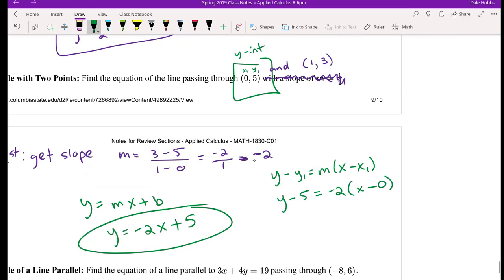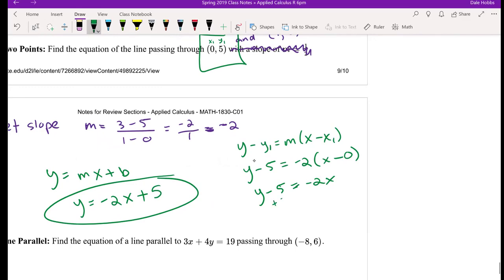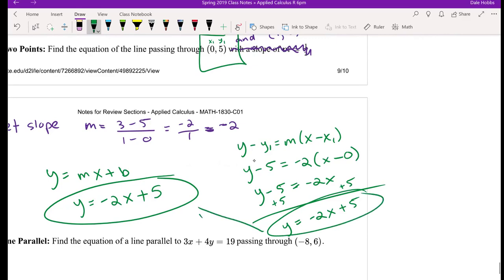You just leave those alone. Now let me show you what this ends up being once you simplify it a little bit. Negative 2 times x minus 0 is just x, so negative 2 times x would just be negative 2x. Okay? And then to get it to look like the formula there, just add 5 to both sides. So move your 5 over real quick, and you'll end up getting y on the left, and then negative 2x plus 5 on the right. See? They end up being the same.